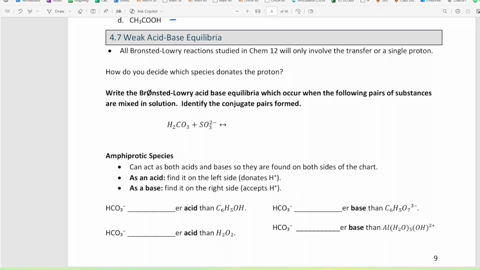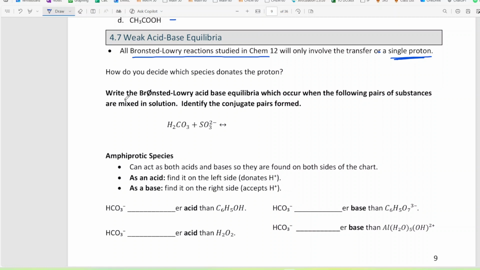In this last lesson of our last section of lesson 1, we are going to talk about weak acid-base equilibria. All the Brønsted-Lowry reactions that we are going to study in Chem 12 will involve the transfer of a single proton. How do you decide which species donates the proton? Well, up until now, it's been whichever one can.